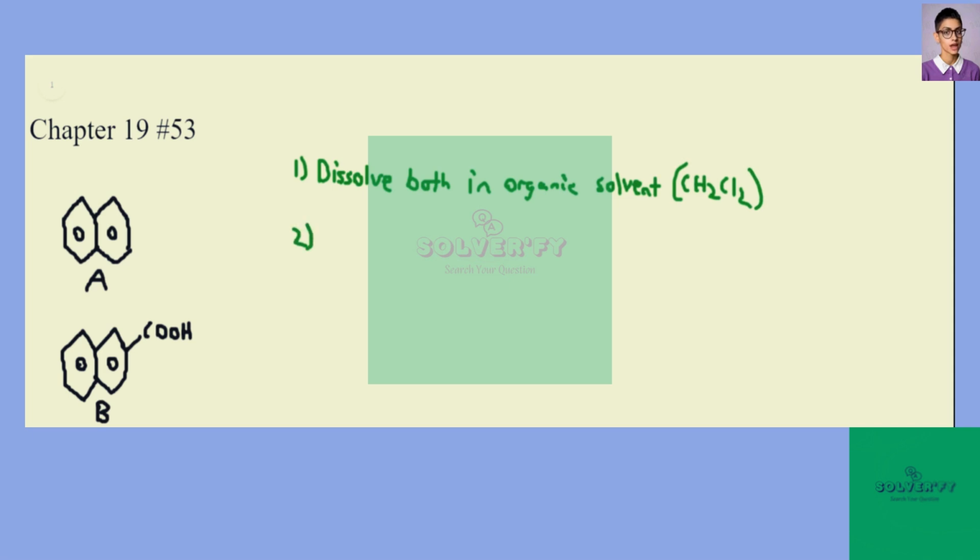Next, in a separatory funnel, abbreviated to sep funnel, we're going to add some basic aqueous solution. We could say 10% aqueous, which is aq, sodium bicarbonate, NaHCO3.